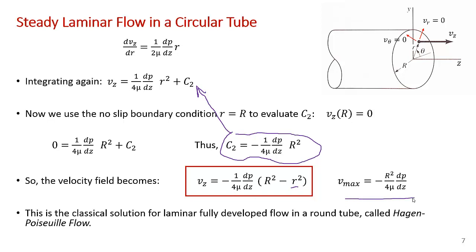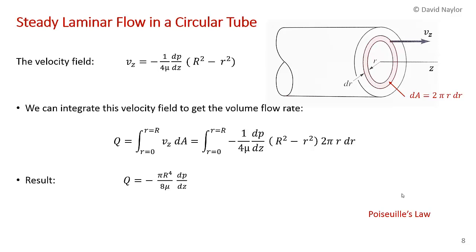That's the maximum velocity. And the negative sign, of course, is because in a real flow, dp/dz has to be a negative number. Pressure drops in the direction of flow. This is the classic parabolic velocity profile that occurs for laminar fully developed flow in a round tube. It's called Hagen-Poiseuille flow.